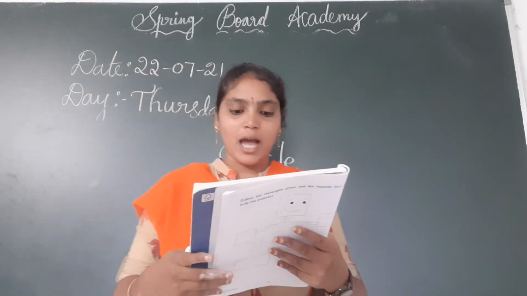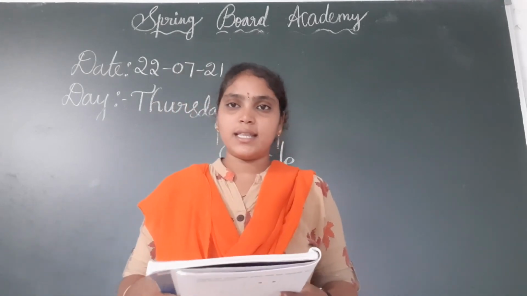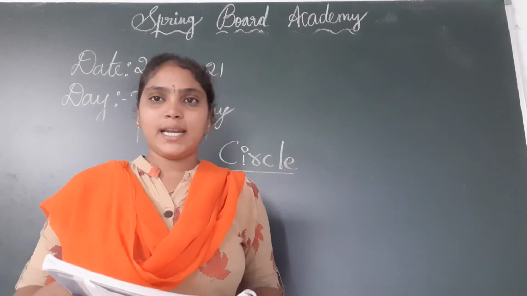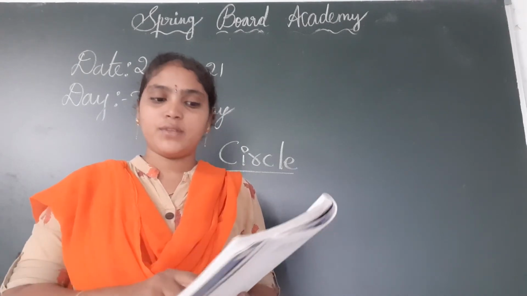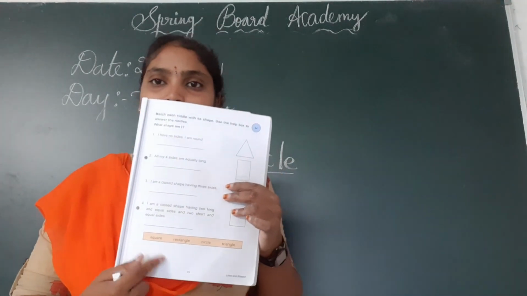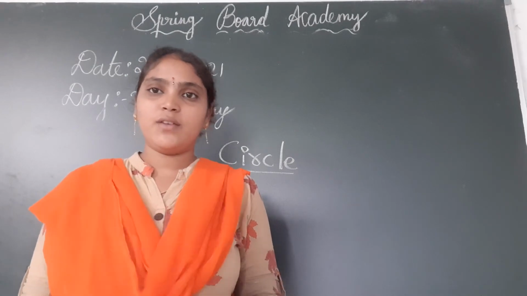Like that you have to complete the remaining three, children. Three more riddles are there. Read them, match with the correct shape, and write the name of the shape also, children. Use the help box to write the name of the shape. Is it clear to everyone, children?